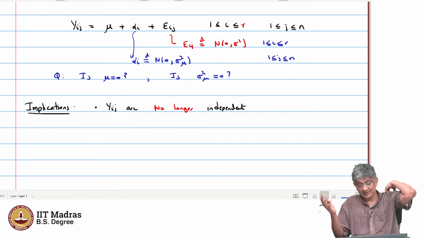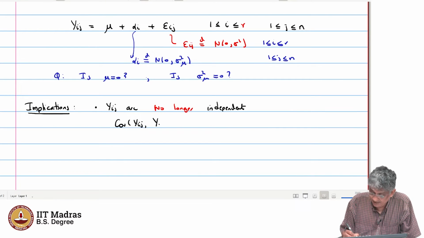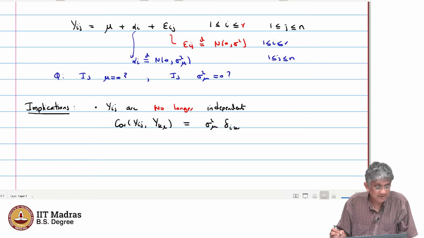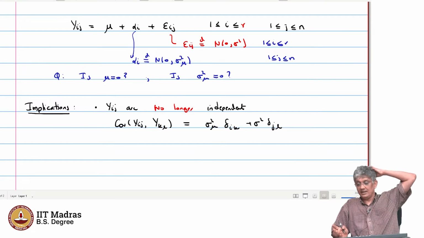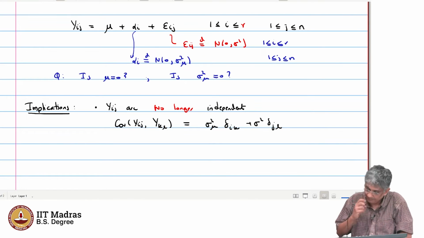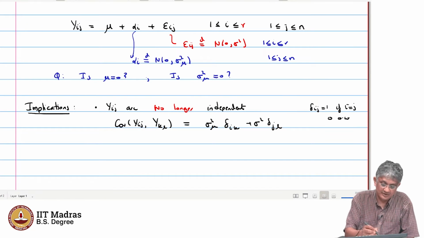Even if the epsilons are independent, why? This is because of the following fact. You look at the covariance of Yij and, let's say, Ykl. This is going to be equal to sigma squared mu delta ik plus sigma squared delta jl delta ik. That is, if j is equal to l, it will be sigma squared. If i is equal to k, you'll have sigma squared mu, and otherwise it will not. So delta ij is equal to 1 if i is equal to j, and 0 otherwise. That's the definition.